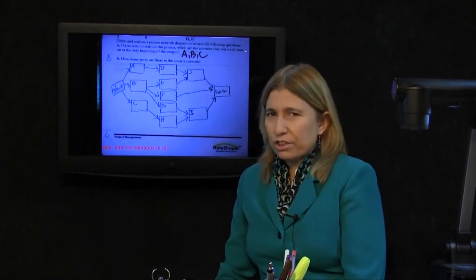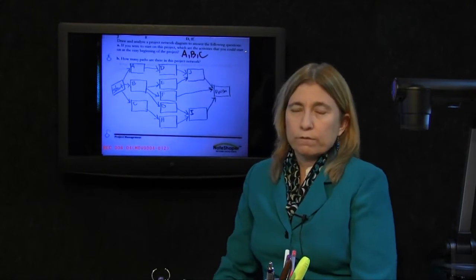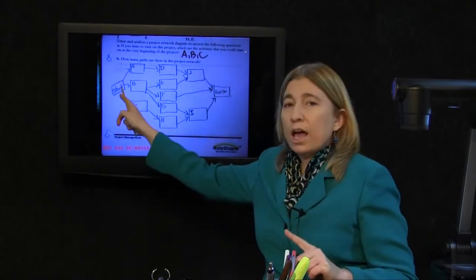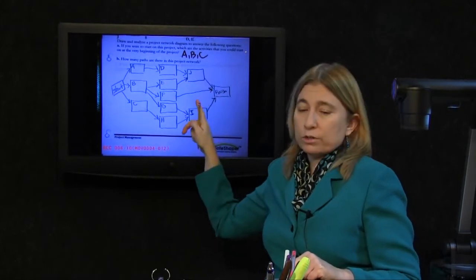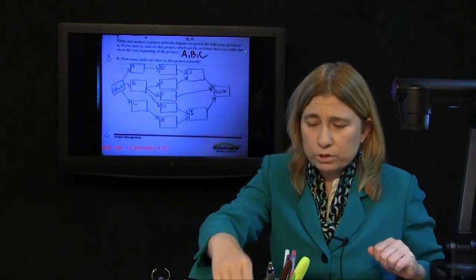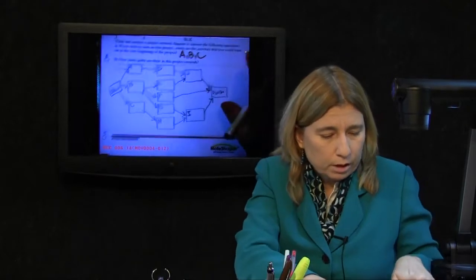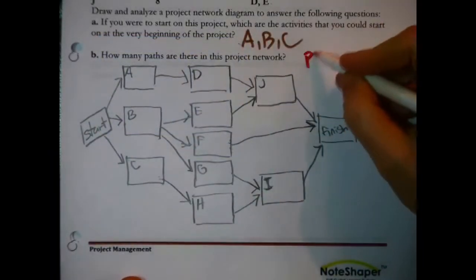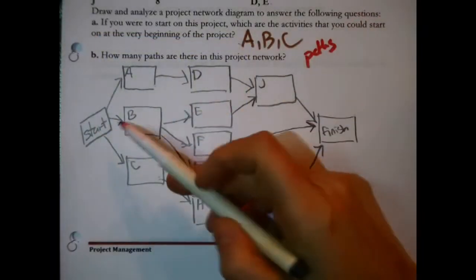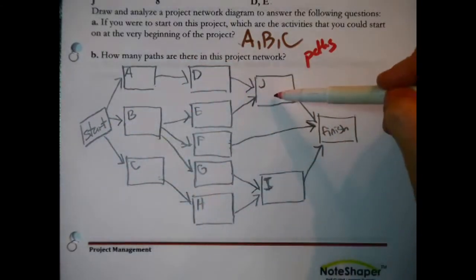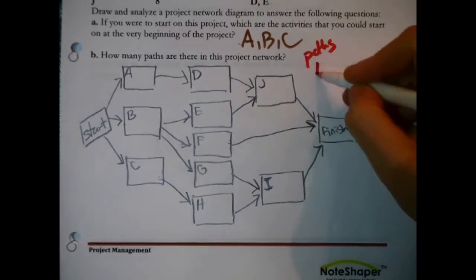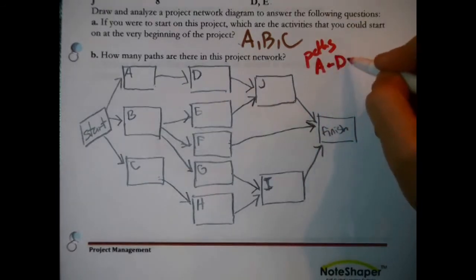A path is any route from start to finish. Any way to map from start to finish. To answer this question, why don't we just list them out as we find them? Paths. Well, let's see. If you were at start, the first thing you could do is go up to A, then to D, then to J, right? And then from J, that would get you to the finish. That's a path: A, D, J.